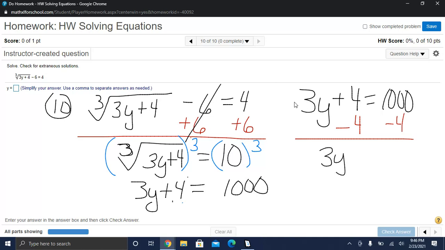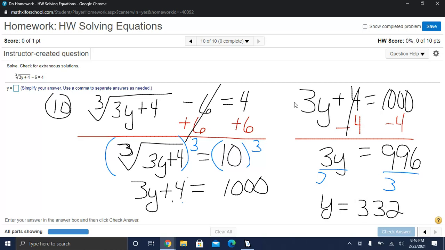So 3y equals 996. Dividing both sides by 3, I'll have y equals 332. And 332, if you put it back in the radical sign, will check, and that's your one solution.